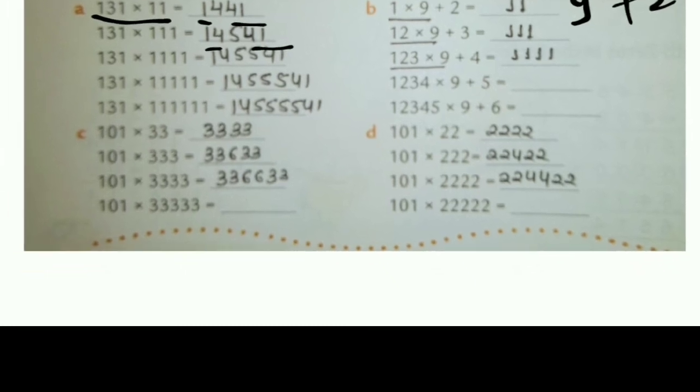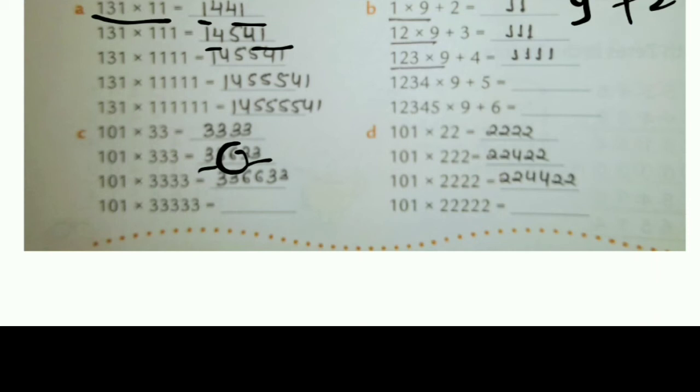Next, 101 multiplied by 33. It means the answer we get is 3333. Okay, next is 101 multiplied by 333. So in this one, 33 and 33 are common, on this side and this side, and 6 is in between.